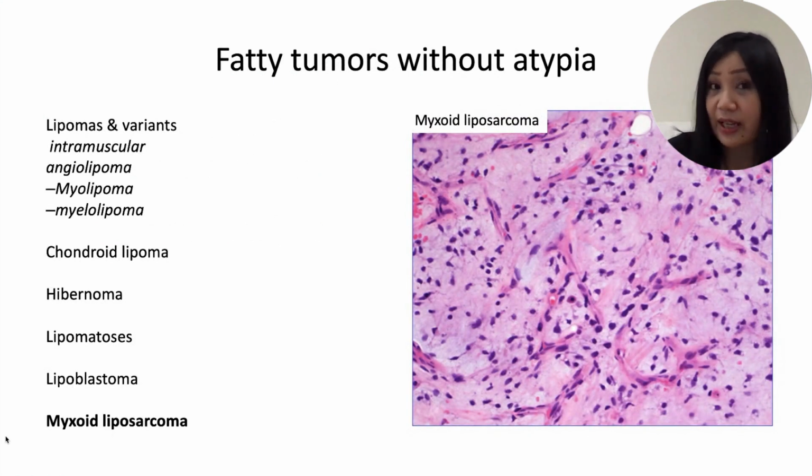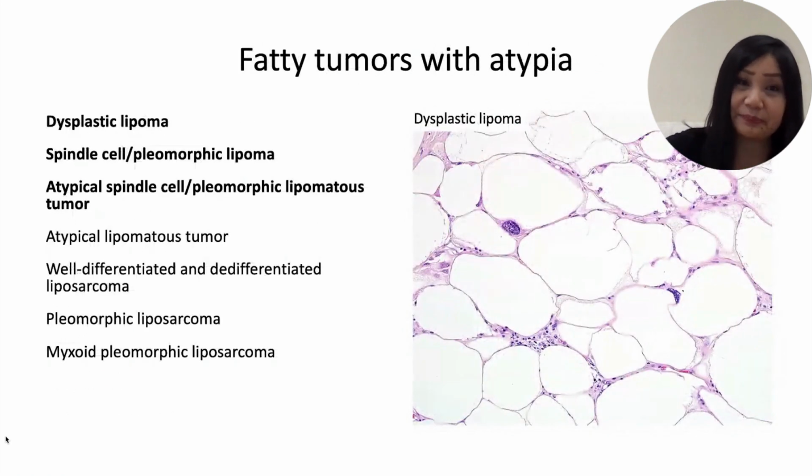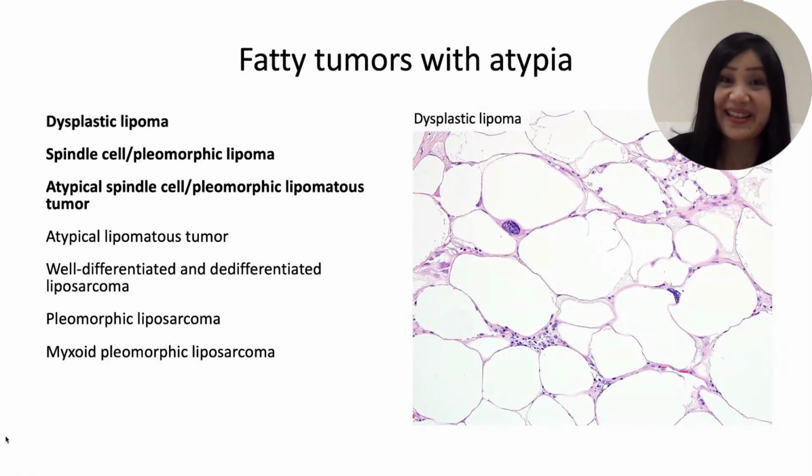So let's first discuss the range of fatty tumours without atypia. And of course, the vast majority of these are benign, but let's also not forget that malignant adipocytic tumours can show no atypia. So myxoid liposarcoma classically is a translocation sarcoma with a balanced translocation and shows no discernible atypia, very evenly spaced, bland, ovoid nuclei. When we look at fatty tumours with atypia, let's also remember that benign tumours can show variable atypia. These are dysplastic lipoma, spindle cell and pleomorphic lipoma, and this new entity of atypical spindle cell pleomorphic lipomatous tumour.